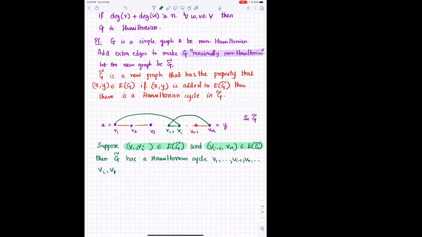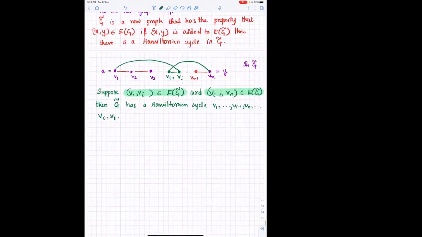It is non-Hamiltonian. So G tilde, such a situation is not possible. So what situation is not possible? That should be clear, right? G tilde is non-Hamiltonian, so there cannot be a Hamiltonian cycle. So what can we say about this graph from this statement?